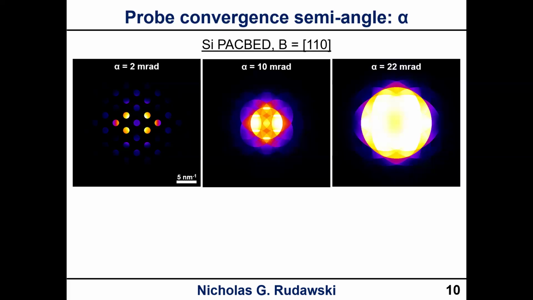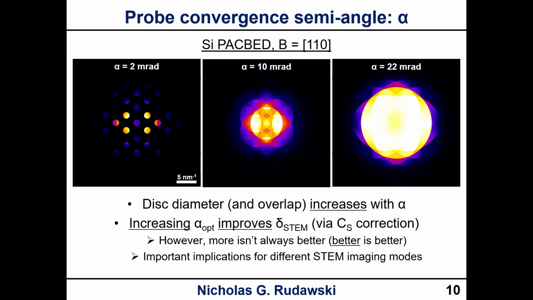And if I go to 22 millirad, this would be typical of something where we're doing Cs corrected STEM. We're using alpha values typically around 20, 22 millirad, maybe even a little bit higher. I'm getting even more overlap. So the disk diameter and overlap increases with alpha. If we can increase alpha to the optimal value, we're going to improve the resolution via Cs correction, which is why we would use a value like 22 millirad. But depending on what our application is, we may not actually need to do that. So more isn't always better. Better is better, a common phrase. Depending on our application, we may actually use a value of alpha that is much less than optimal. It depends on the STEM imaging mode.